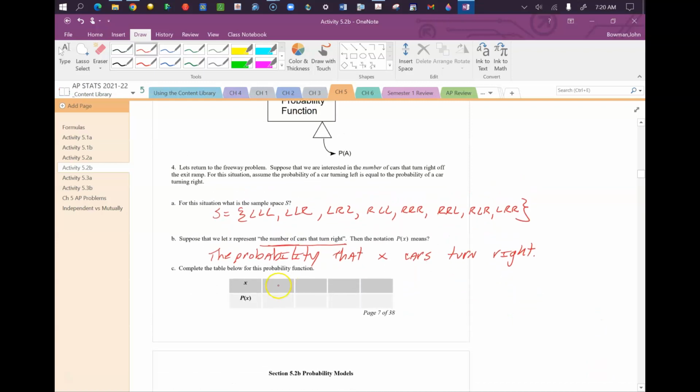So the number of cars that can turn right are 0, 1, 2, or 3. And you can simply go to the sample space and count how many times that outcome occurs. So the probability of 0 cars turning right is 1 out of 8. The probability of 1 car turning right is 3 out of 8. The probability of 2 cars turning right is 3 out of 8. And the probability of 3 cars turning right is 1 out of 8. So a couple things you should notice is each probability is in the range from 0 to 1 inclusive, and the sum of the probabilities is going to be 1.